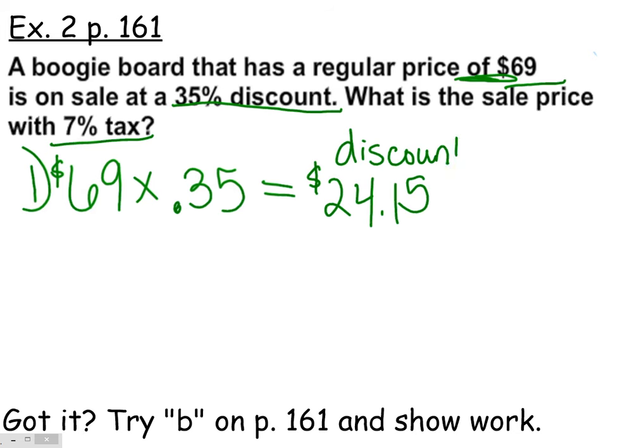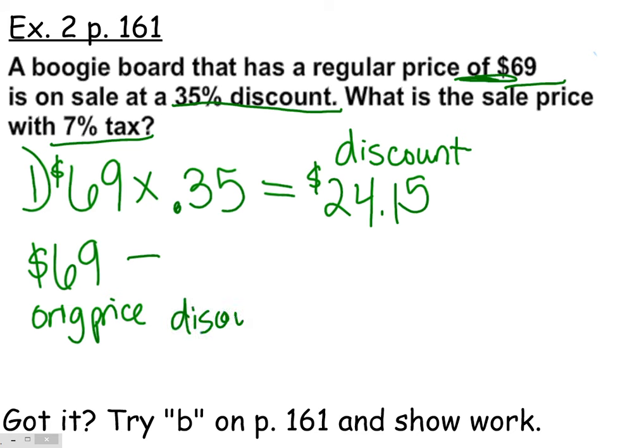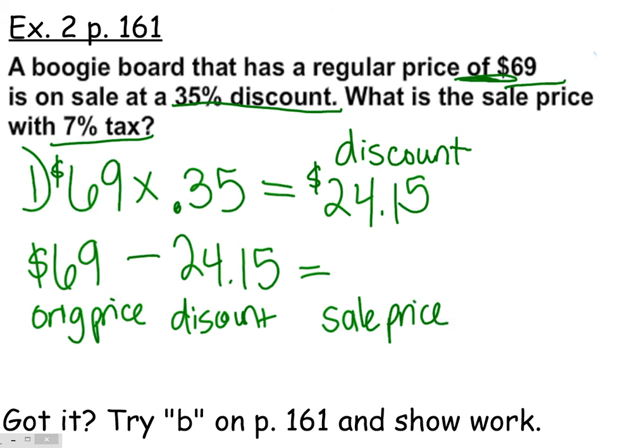But now to find the new sale price, we have to take the original price minus the discount of $24.15, and this is going to equal the sale price, or the new price after the discount. So the new price after you subtract those two numbers is $44.85. And I'm using a calculator, but I'm still showing my work of what I'm doing to calculate the items.